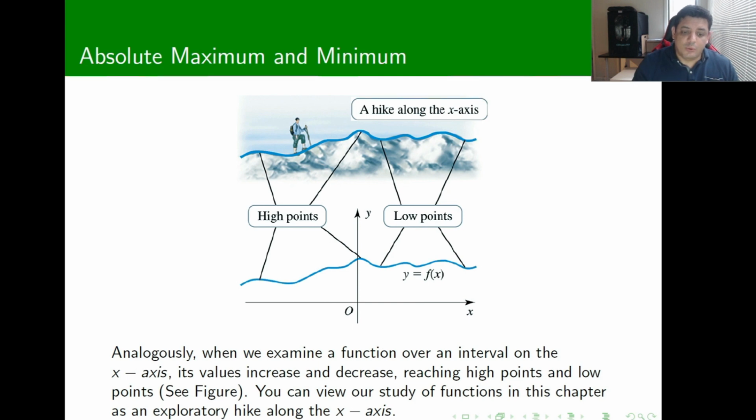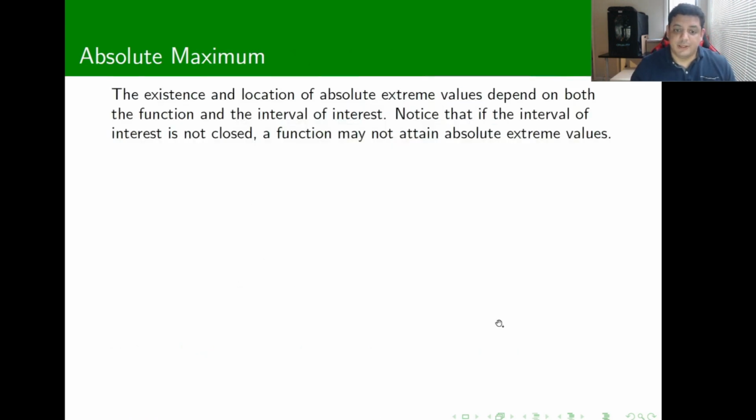Now, when you examine a function over an interval in the xy axis, the values are increasing and decreasing, right? We reach high points and low points. And what we're going to do in this section and in this chapter is to study how functions behave in that way. Now, the existence and location of absolute extreme values depend both on the function and the interval that we're interested in. Of course, that means the region that we're trying to take.